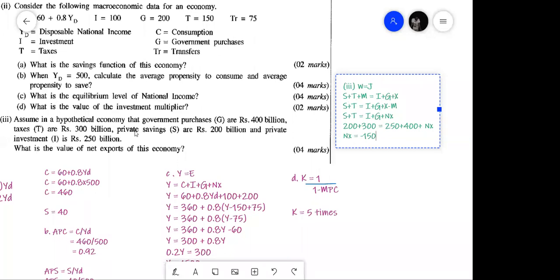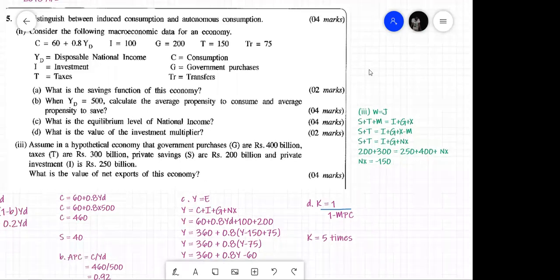Now in this question, if they ask you what is the value of exports and imports, you can't find it. You don't have enough data to find that. Maybe if they've given you one of those components, then you could have found it. But you can only find net exports. You can't find exports and imports individually. Okay, that's that.